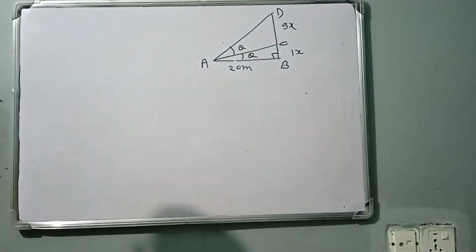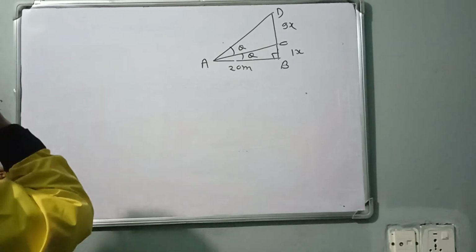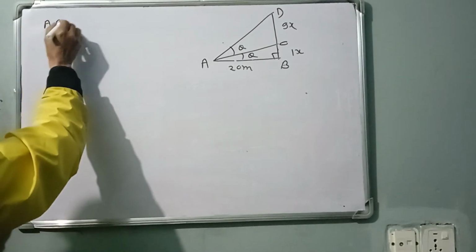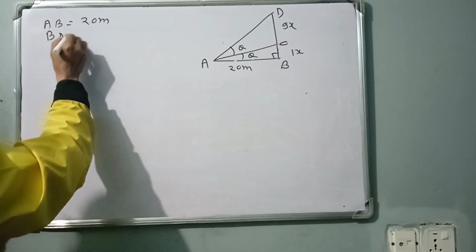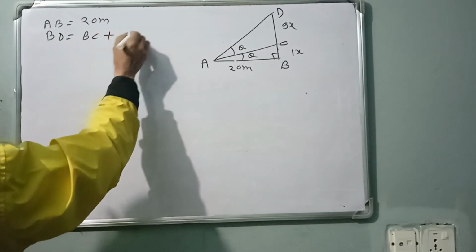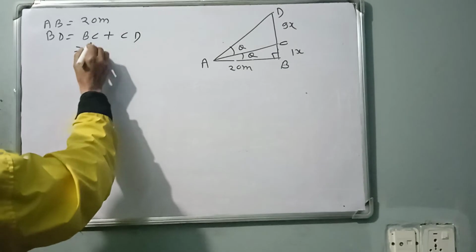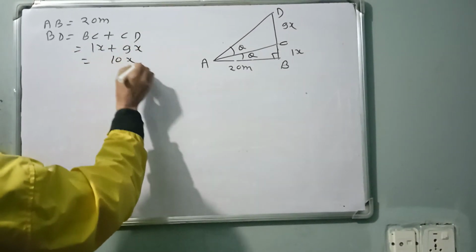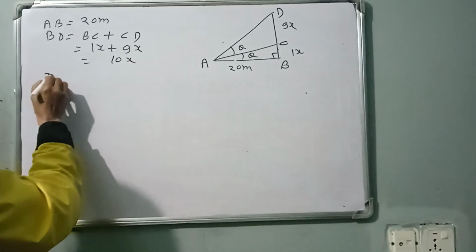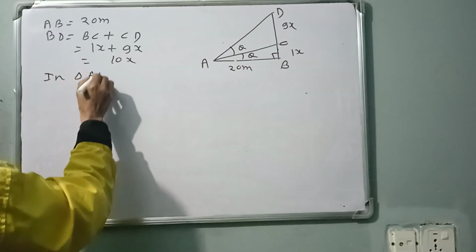Now what you have to do? AB equal 20 meter and BD equal BC plus CD. The whole part: BC is 1x, CD is 9x. This is 10x. Now take two triangles. First of all, take ABC.